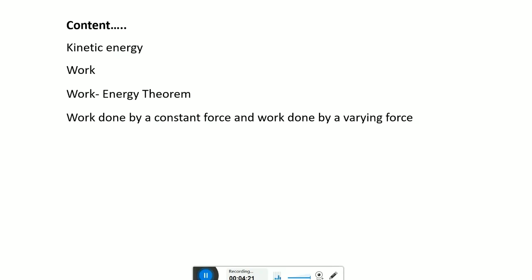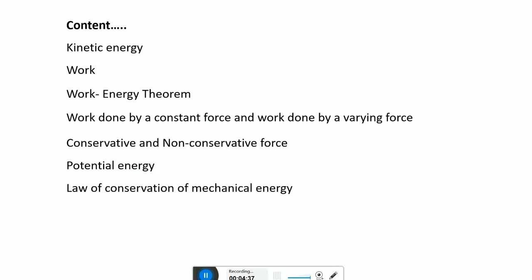Then work done by a constant force and work done by a varying force. Conservative force and non-conservative force. So, potential energy, then law of conservation of mechanical energy, and we also solve the problems. Introduction.